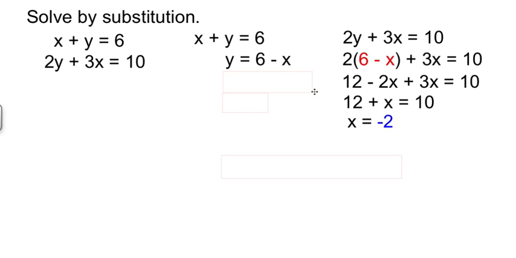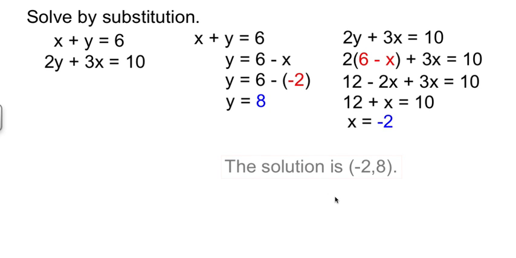Now I can take that value for x and plug it back into what I had y equal. And it turns out y is 8. So the solution is -2, 8. Whenever you're using a system of equations, and it doesn't matter which method you use to solve it, you're ultimately finding a point. So you need to report your answer as coordinates.